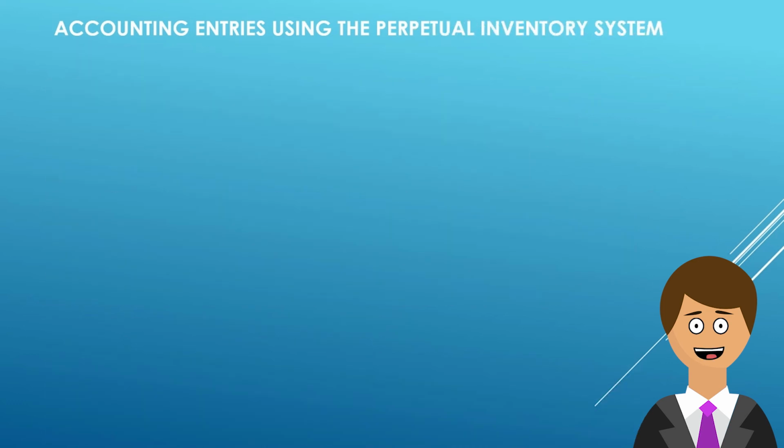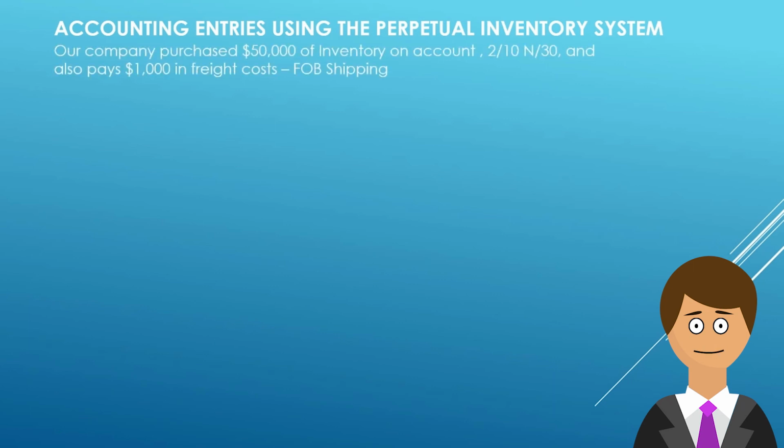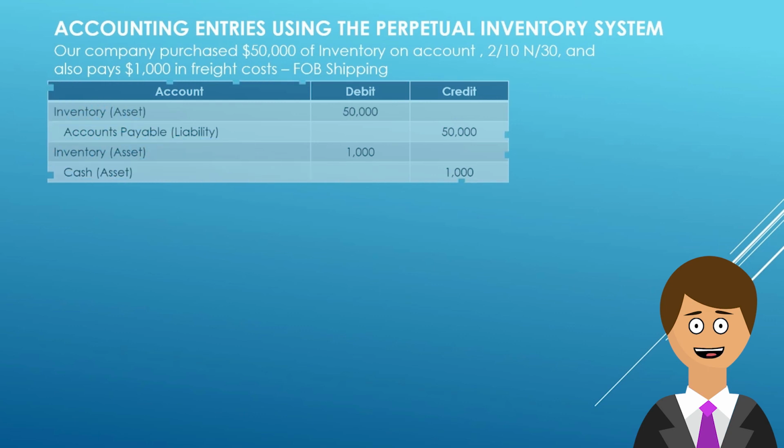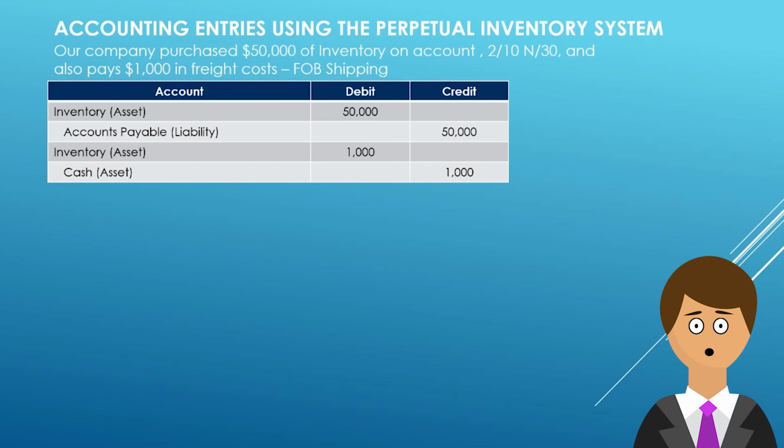All right, now let's see how this changes under the perpetual inventory system. So we have the same exact transaction, $50,000 of inventory, $1,000 in freight costs, same terms, and same shipping terms. The difference you'll see here between this entry in the perpetual versus the periodic is every transaction is going to be going to inventory. So there's no purchases account, there's no freight in account, it's all going to inventory. The accounts payable is the same though, $50,000 credit for that amount that we owe our vendor.